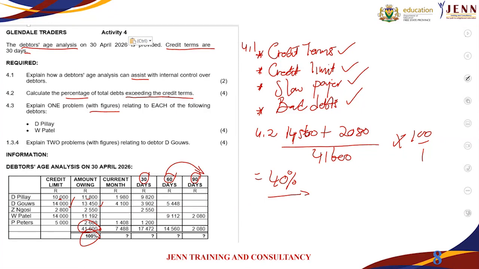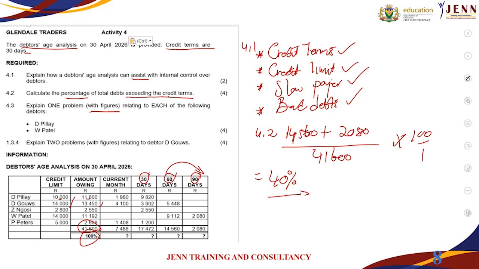Now, let me go to 4.3. It says, explain one problem with figures relating to each of the following. The first problem that we can identify is with DPLA. Any school? What is the problem that we are going to identify? Remember when I was explaining the debtors age analysis, I was actually trying to explain the problems that can be addressed by the debtors age analysis. Ikaelelo? What is the problem that we have identified with DPLA? Ikaelelo? Yes, exceeded his credit limit. Correct. It means DPLA has exceeded his credit limit.